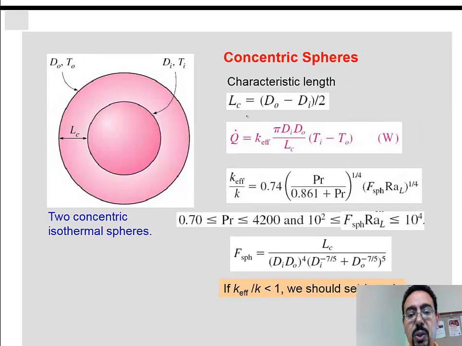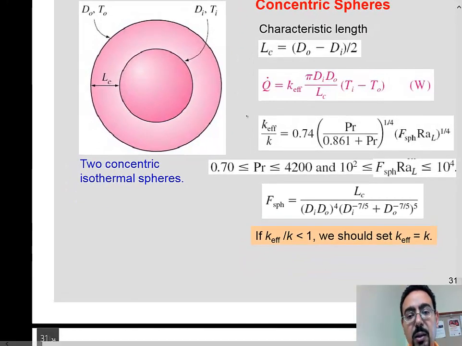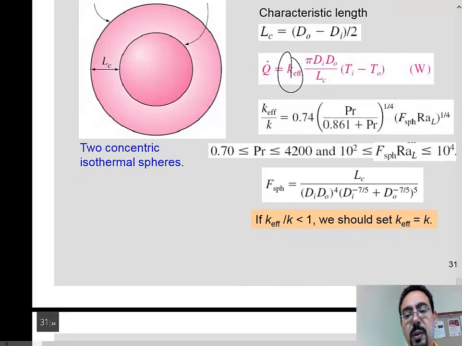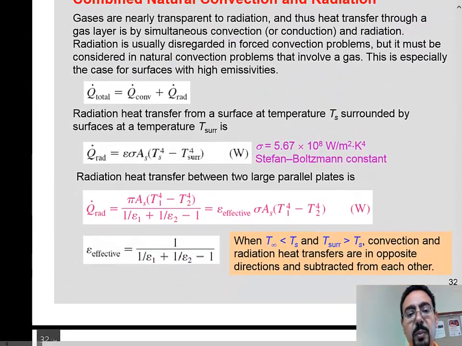And the same thing for the 2 spheres. Again, this would be the improved conductivity for the 2 of them.